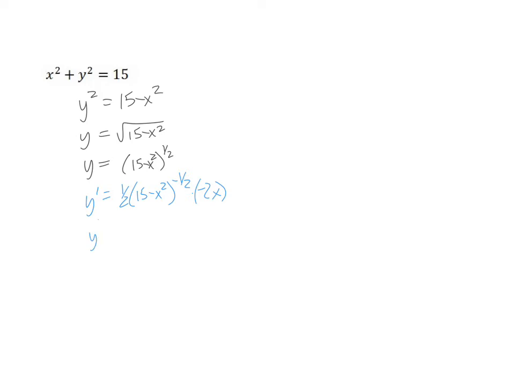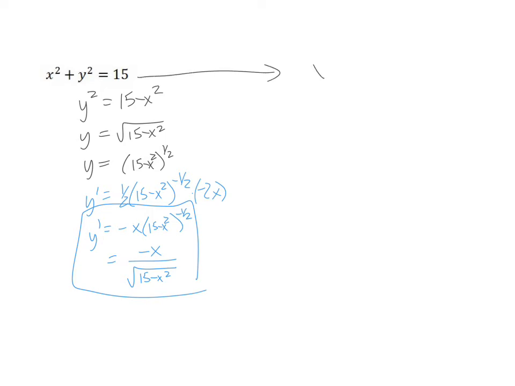So that would simplify to negative x times our brackets. And if we wanted to, we could rewrite that as negative x divided by the square root of 15 minus x squared. So both of those answers are good. So was it hard to do the question this way? Not really, but we had to do the chain rule. So let's try it again, but using implicit, and you can see it'll actually work a little bit simpler.